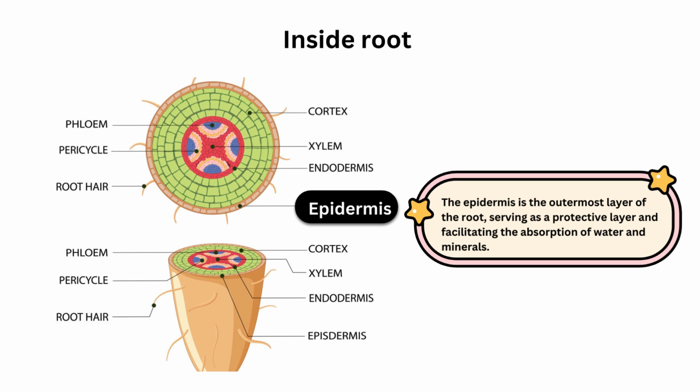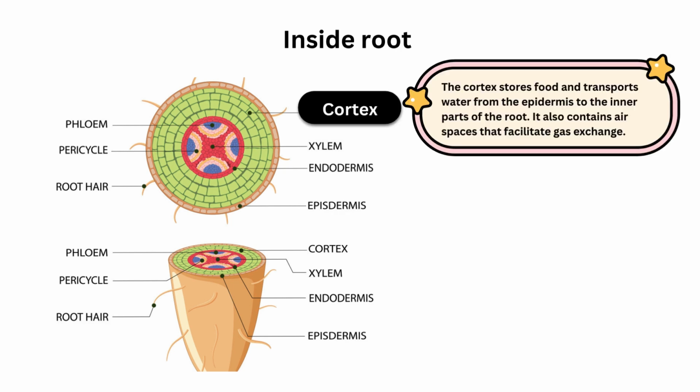The next one is the epidermis. The epidermis is the outermost layer of the root, serving as a protective layer and facilitating the absorption of water and minerals. Next is the cortex. The cortex stores food and transports water from the epidermis to the inner parts of the root. It also contains air spaces that facilitate gas exchange.